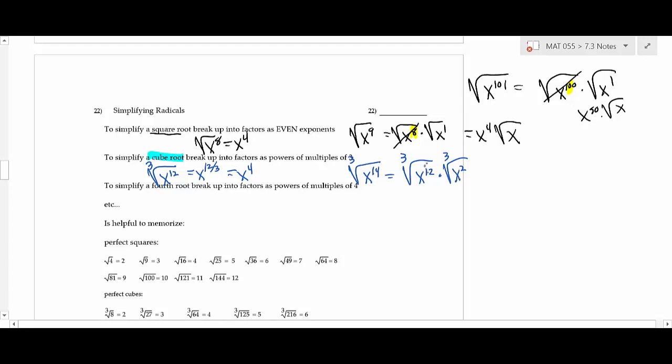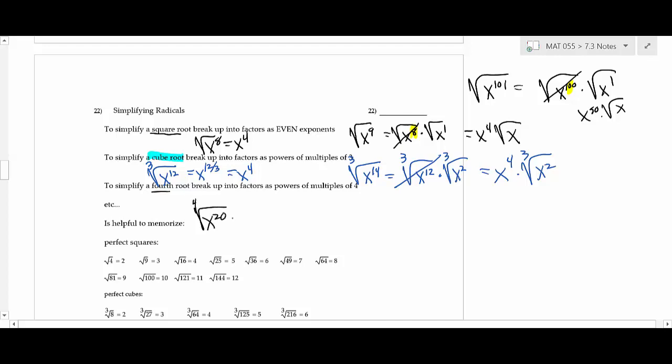Now, we know the cube root of x to the 12th is x to the 4th. Then we have this leftover x to the 2nd, and you can't do anything with this because that number is less than that number. Okay, does that make any sense? If it doesn't yet, it's going to, because we're going to focus the rest of the class doing a lot of this stuff.